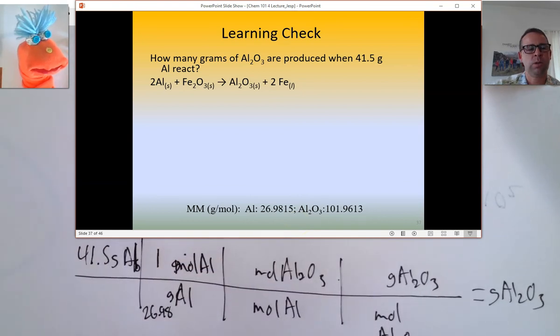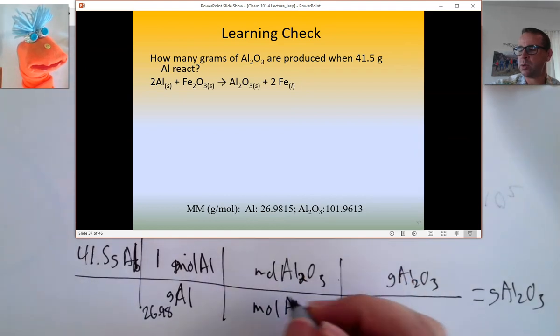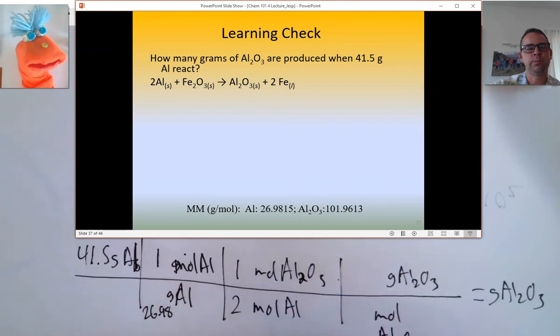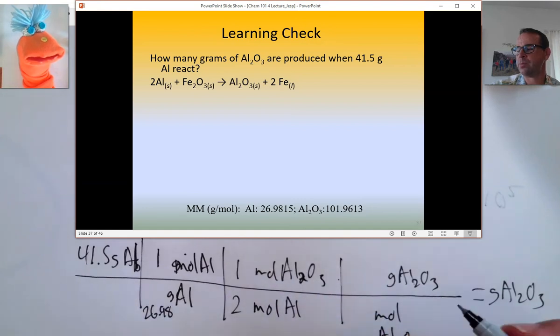Now what's here? I don't know that. Well, look at it closely. Al2O3, moles of Al2O3, moles of aluminum. Oh, 1 for every 2 moles of aluminum. Very good. You see there's 2 moles for every 1 mole of that material.